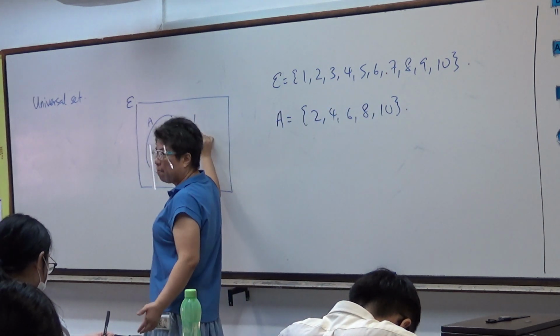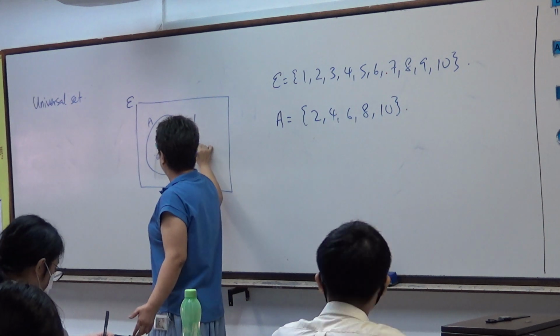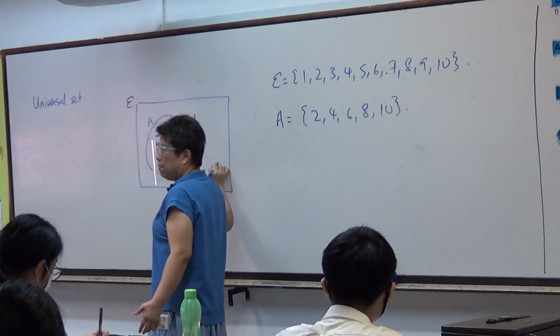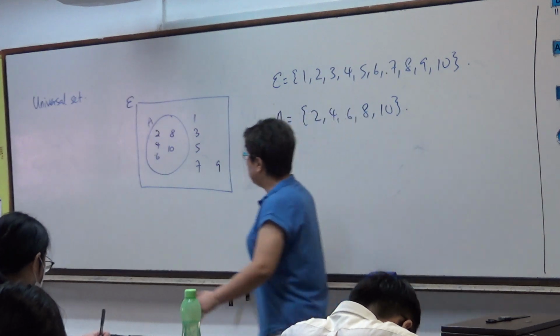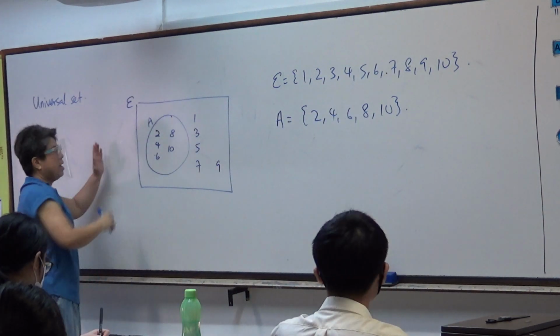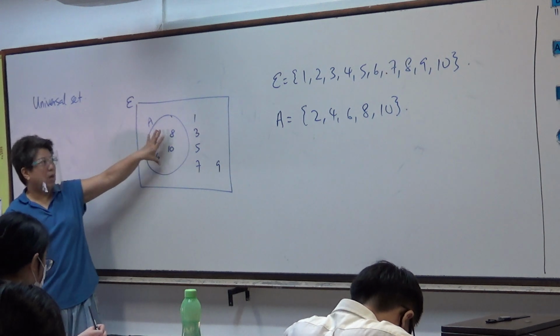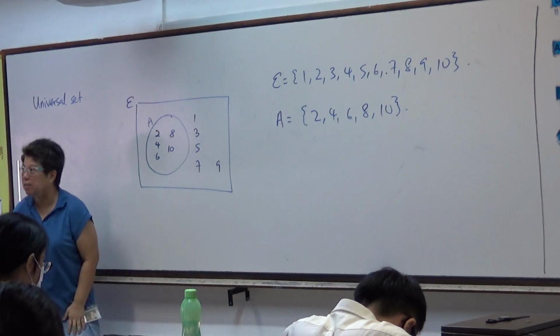1, 3, 5, 7, and 9. Correct? Okay, now can you see that my discussion has 1 to 10, but this one belongs to set A, this one doesn't belong to set A.